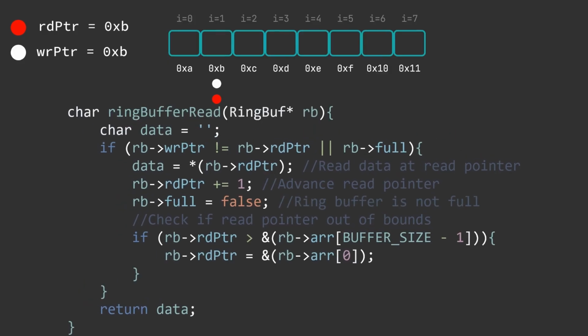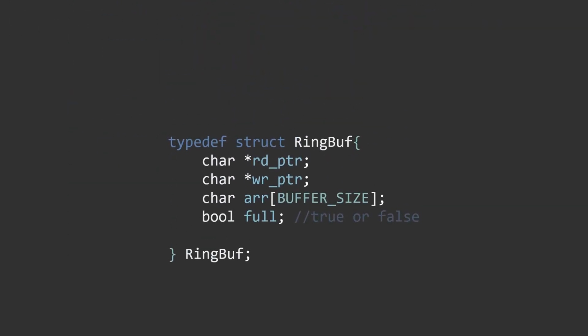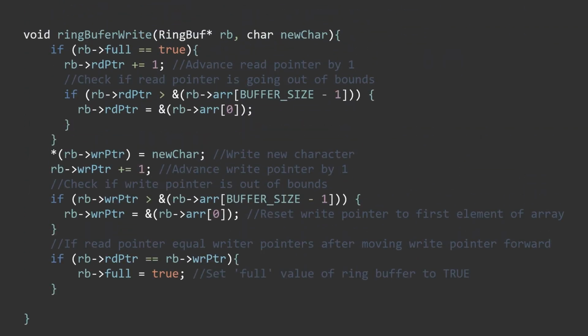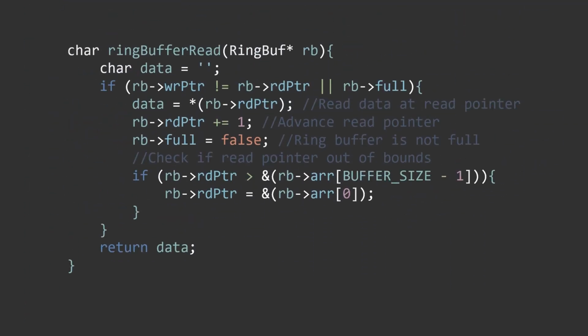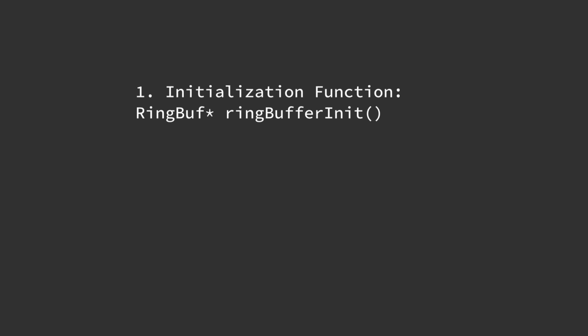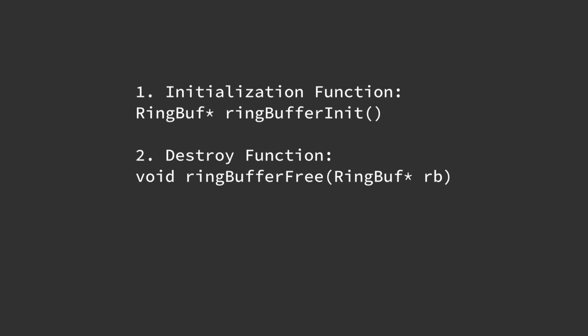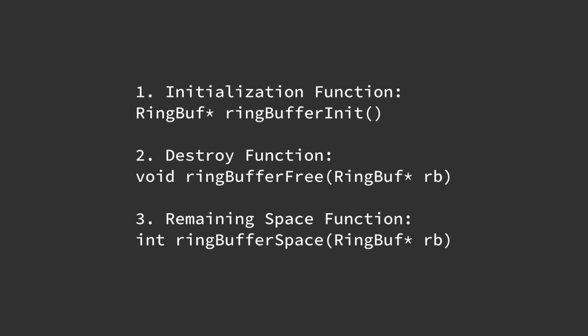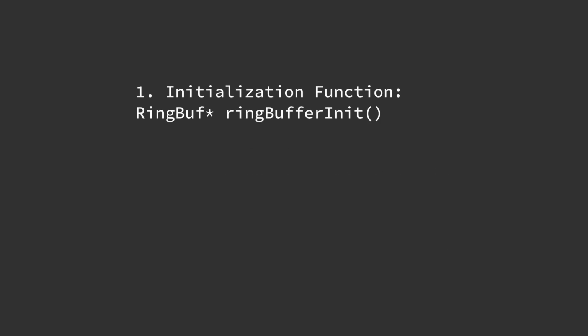So far we have our ring buffer C structure, a function for writing to the ring buffer, and a function for reading from the ring buffer. Now there are still more functions we have to add to our little ring buffer library, like initializing the ring buffer, or destroying it once we're done with it, or calculating the remaining space, and so on. But I'll leave that to another video.